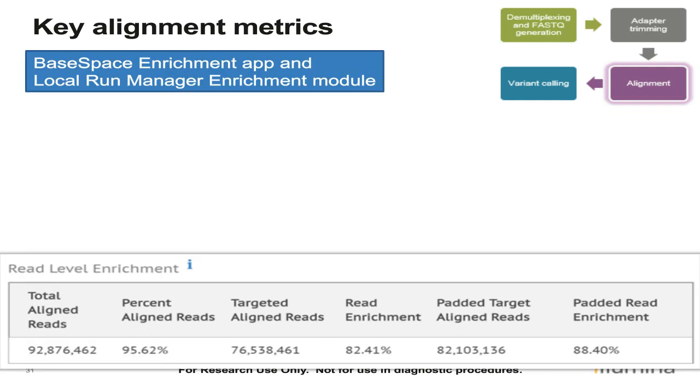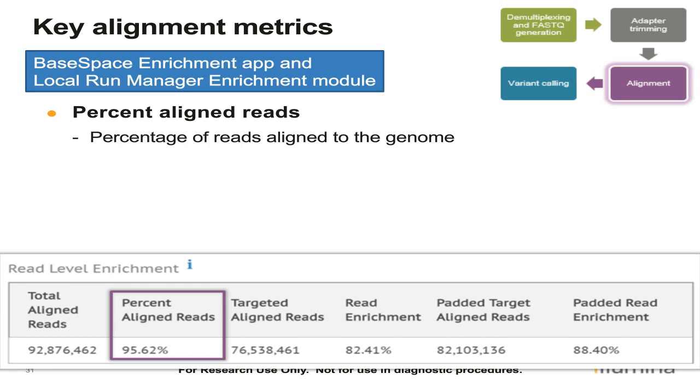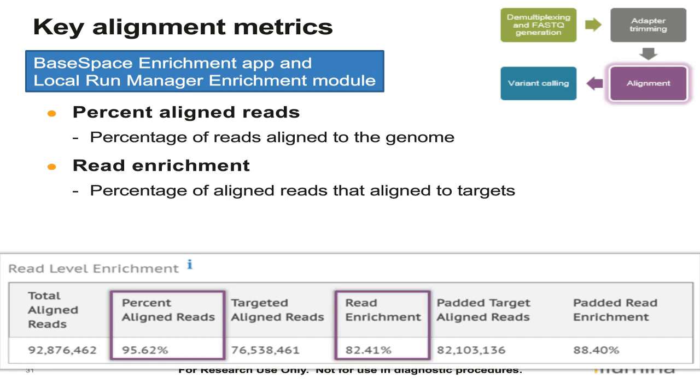With the BaseSpace enrichment and Local Run Manager enrichment modules, the report will output something like this, where we will get our percent aligned reads for that sample, as well as the read enrichment. The read enrichment is the percentage of the aligned reads that aligned within the target regions. And the padded read enrichment, all the way to the right, shows us the enrichment if we extend the target regions.